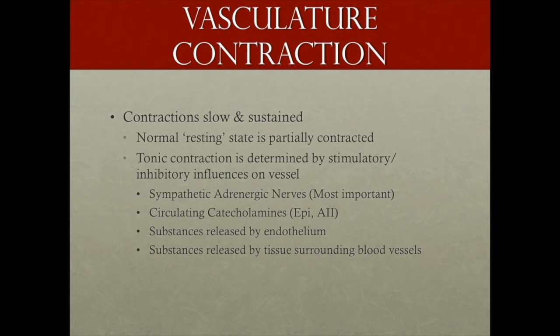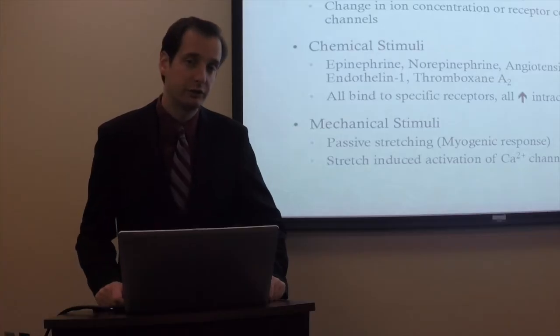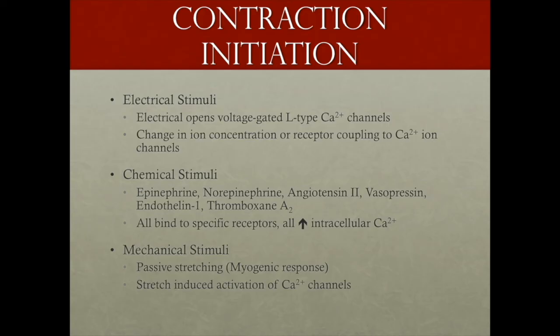Circulating catecholamines such as epinephrine and angiotensin II also play a role. Substances released by the endothelium, we will see, also have an effect on its tonic state, and so do substances released surrounding blood vessels. The initiation of contraction is brought about by three mechanisms: electrical stimuli, chemical stimuli, and mechanical stimuli. Electrical stimuli open voltage-gated slow inward L-type calcium channels. Changes in ion concentration or receptor coupling to calcium ion channels will affect this electrical stimulation as well.